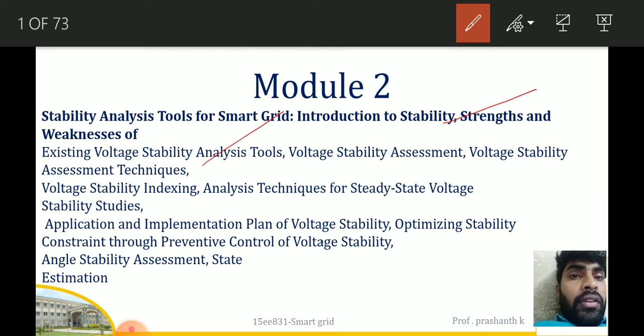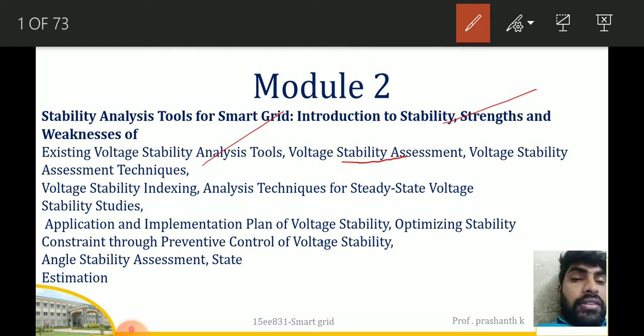So we have some of the tools, and we are going to identify what weaknesses are present in the existing voltage stability analysis, in the smart grid and the power grid. So how it becomes a smart grid and all. Voltage stability assessment, here also we are going to discuss some assessments in voltage stability analysis. Voltage stability assessment techniques will also be there: how to make the system stable, how to maintain the voltage stable, I mean constant. That also we're going to discuss by using voltage stability assessment techniques.